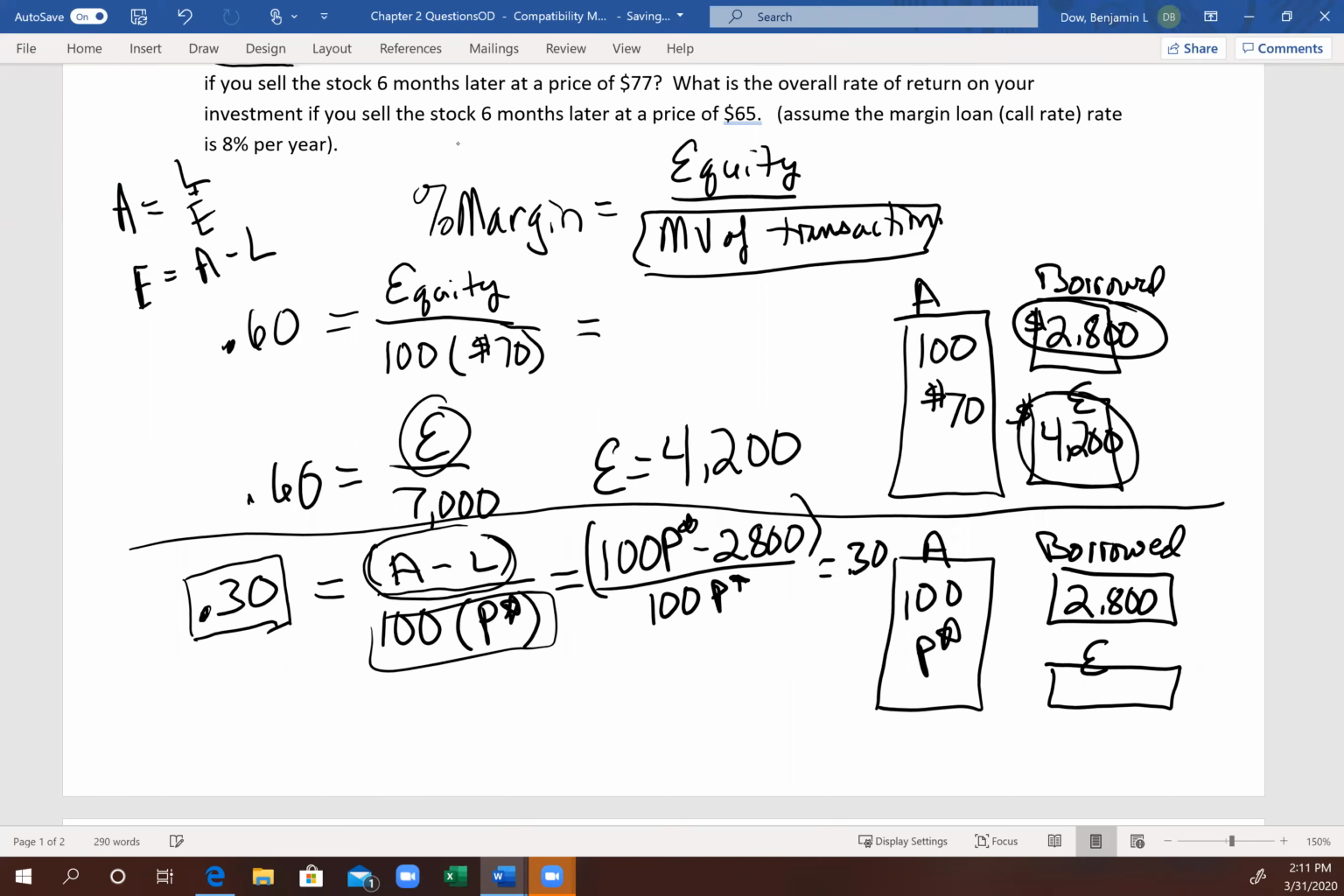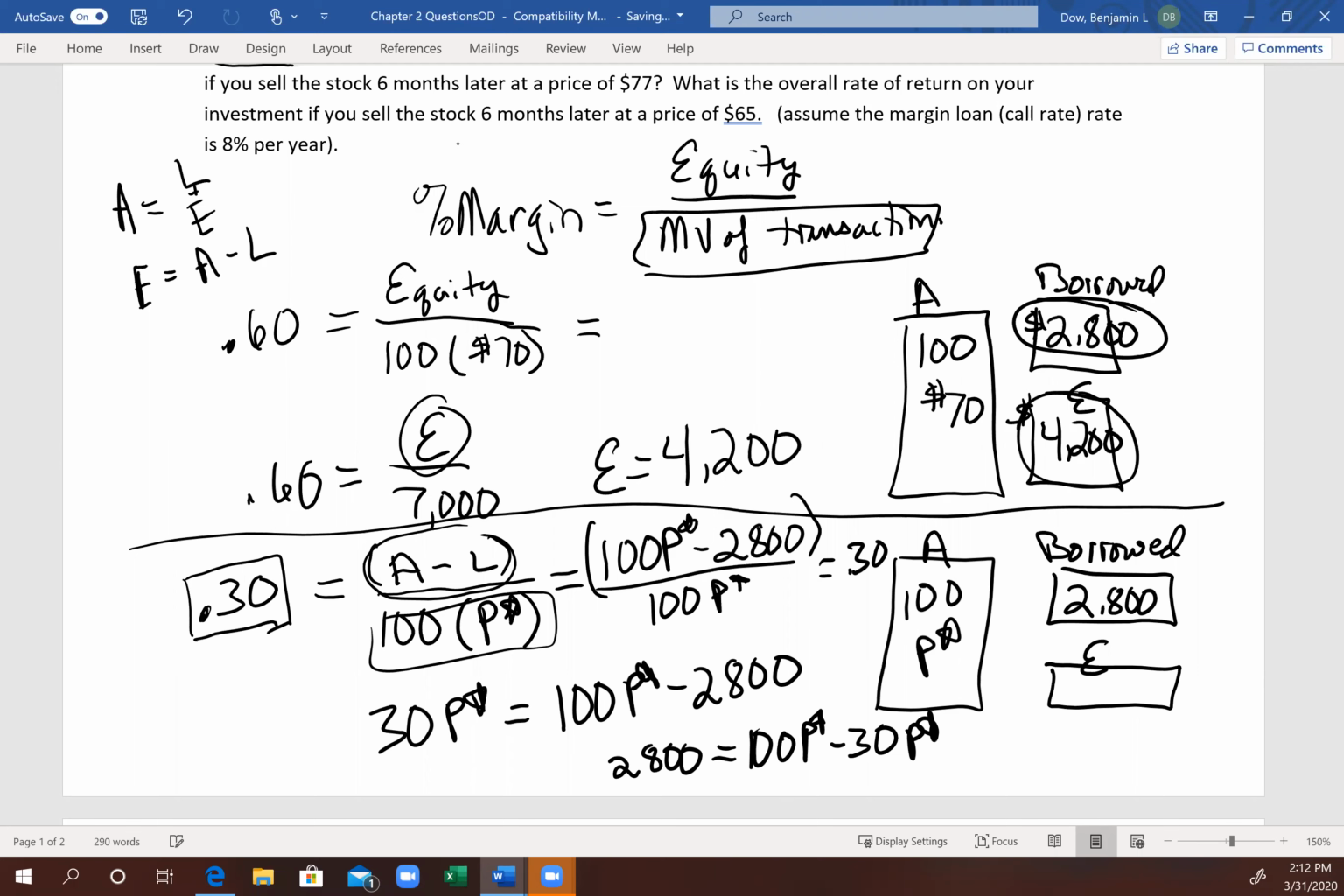So in order to solve for that, just multiply this through. We get 30 p star is equal to 100 p star minus 2,800. Bring this over here. 2,800 is equal to 100 p star minus 30 p star. 2,800 is equal to 70 p star. P star should be equal to $40.